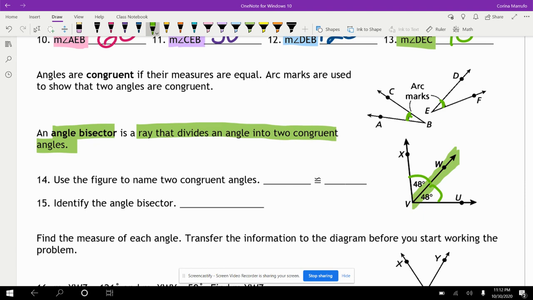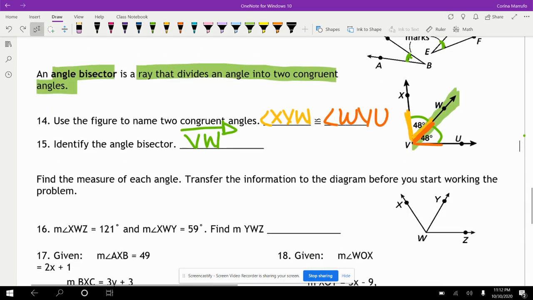So it says use a figure to name the two congruent angles. So the first one is going to be this one right here. Now remember, we can't just say angle V because angle V can be this angle on this side, the opposite angle, or the whole thing. So we're going to say angle XVW is congruent to this other side here, which is WVU. So angle WVU. Then it says identify the angle bisector. Well, what's cutting this angle in half? It's a ray that's cutting it in half, and it is ray VW. Okay, which I showed you right here, ray VW. Sorry, it's hard to make a straight line with this pen.